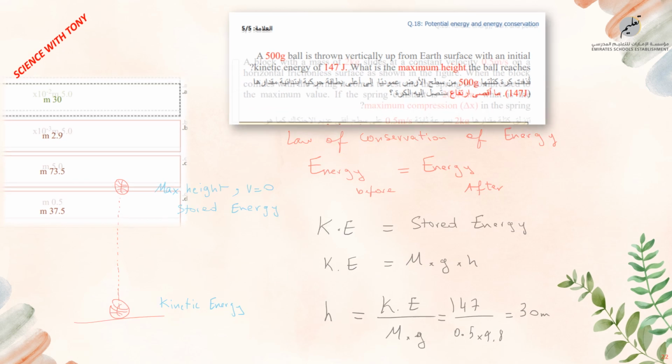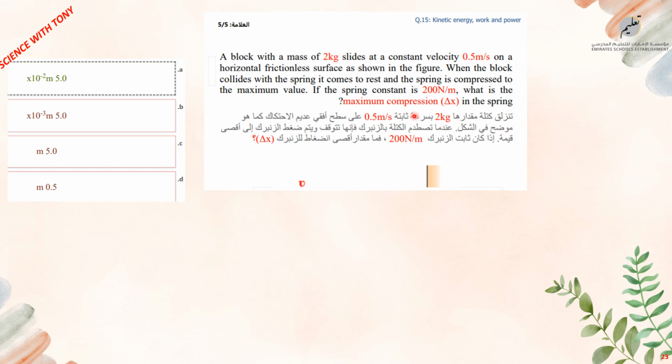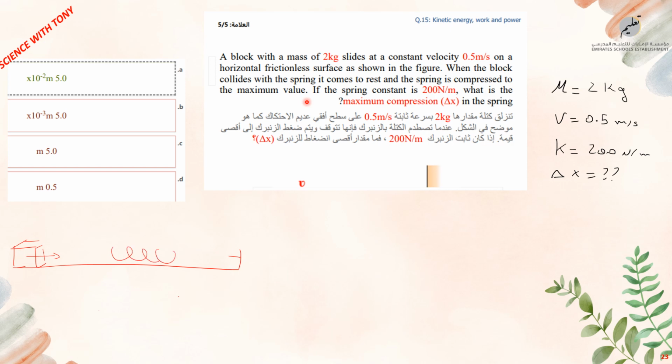So we continue with question 22. A block with a mass of 2 kg slides at a constant velocity of 0.5 meters per second on a frictionless horizontal surface, as shown in the figure. So this is the mass, and we have the velocity. When the block collides with the spring, it comes to rest, and the spring is compressed to the maximum value. So there is the spring, the mass moving toward it, and of course when they hit each other, the spring will be compressed a little bit. The question here is to calculate that compression, the distance between the first and the second position of the spring. This is what we need to find, delta x.